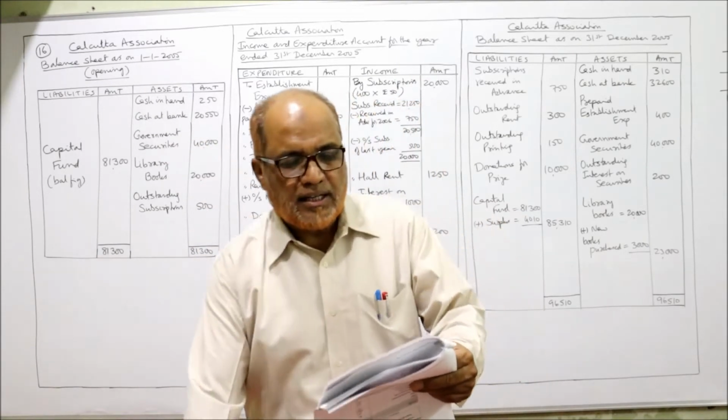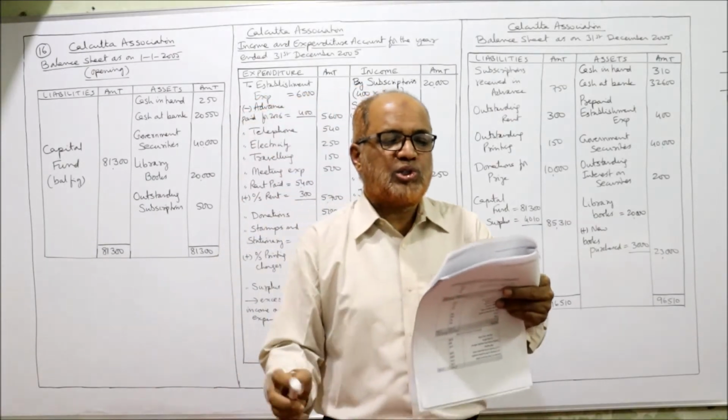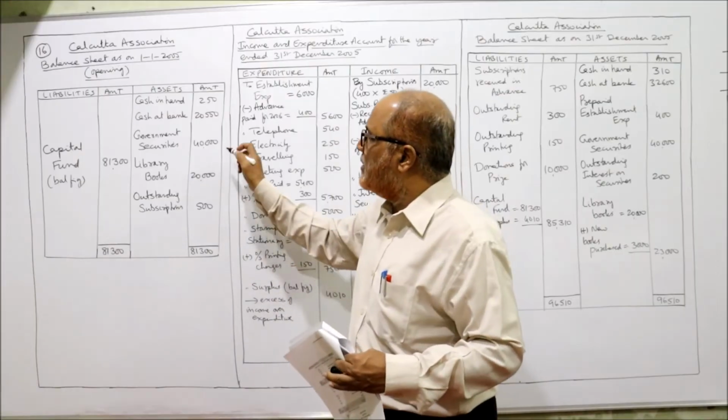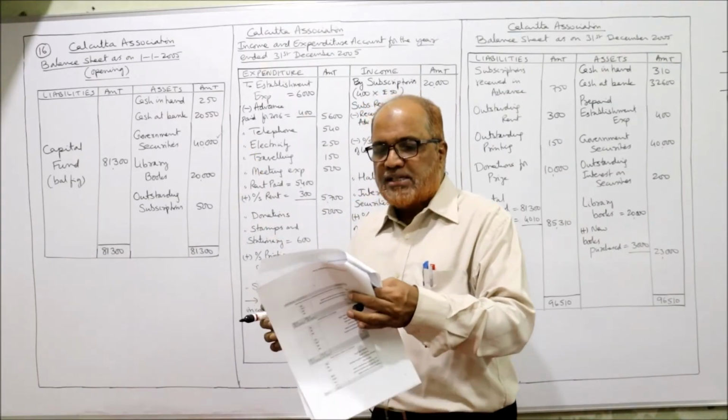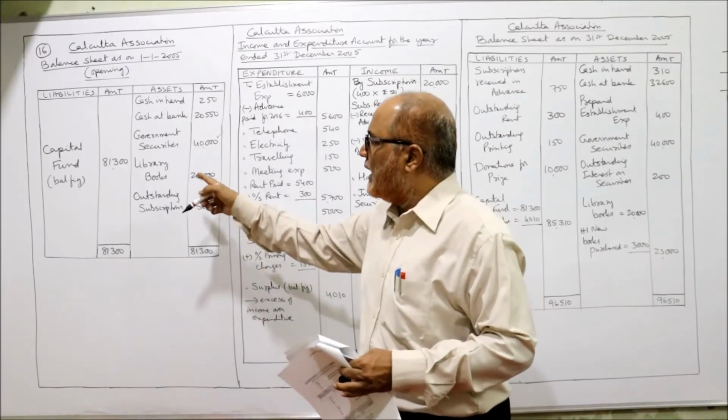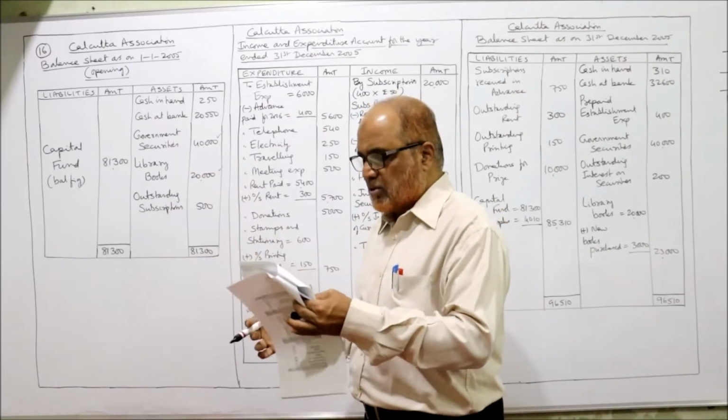So it is given that the association holds 3% government security. So asset side: 3% government security, 40,000. Secondly, the library stood at 20,000 on 1st January. So library books 20,000 on 1st January.